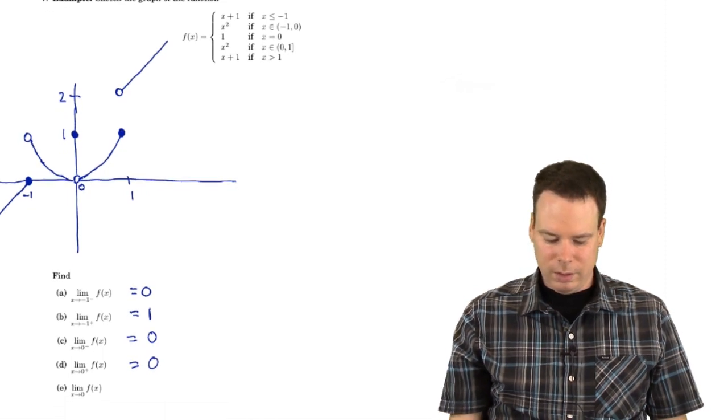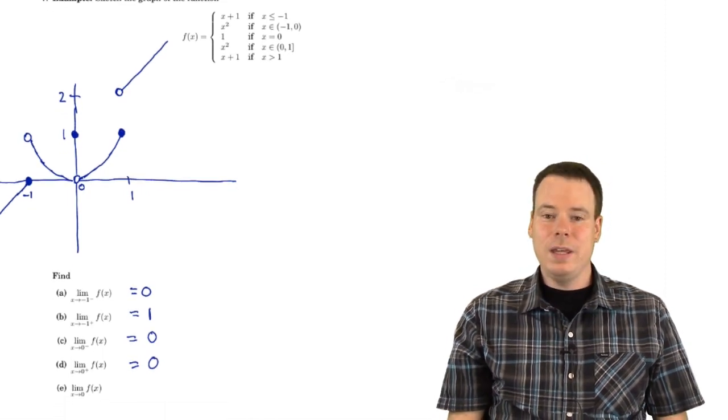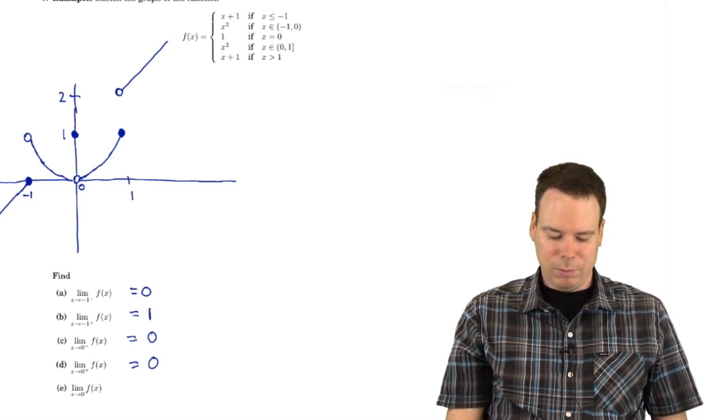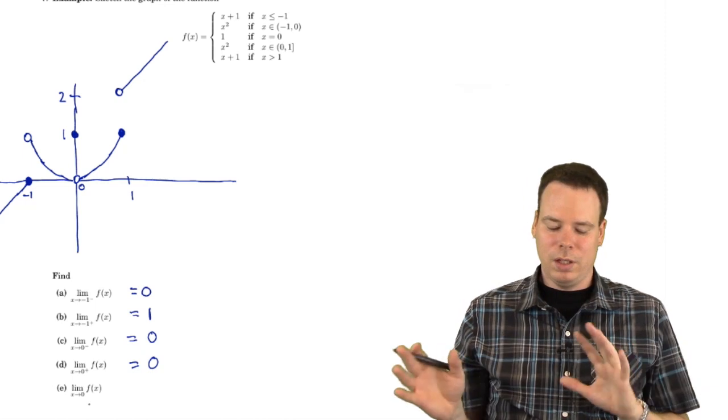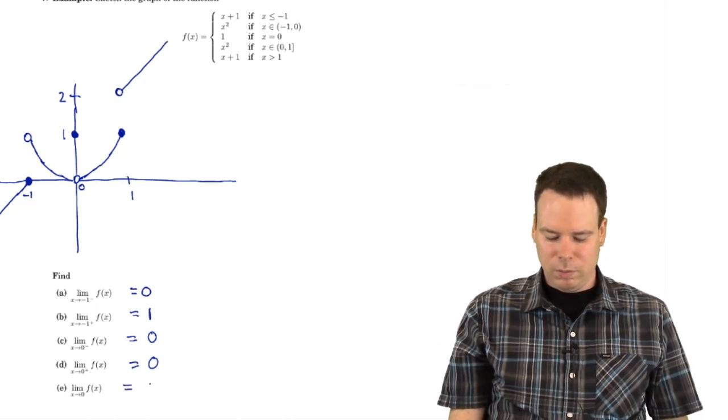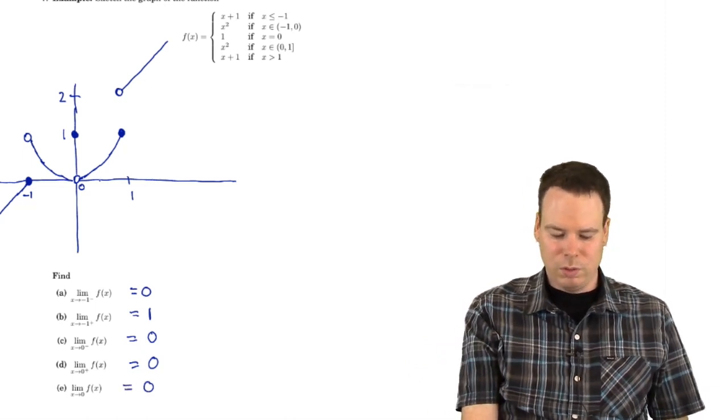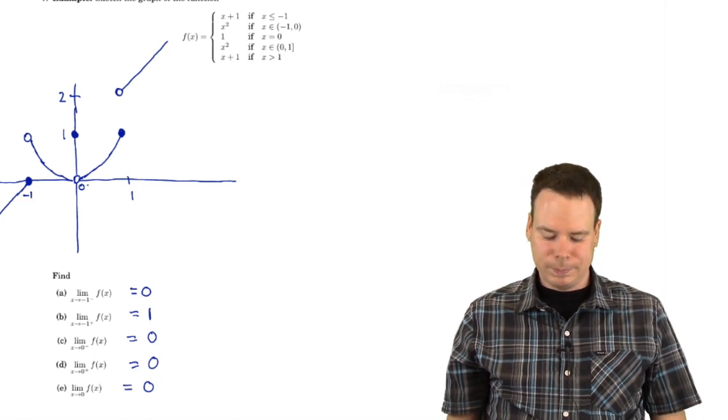And lastly, as I head towards 0 from either side, notice there's an absence of a plus or a minus in the exponent. So I'm looking at the general limit now. Either side of 0, what's going on? Well, no matter what side I approach 0 from, my function values are heading towards 0.